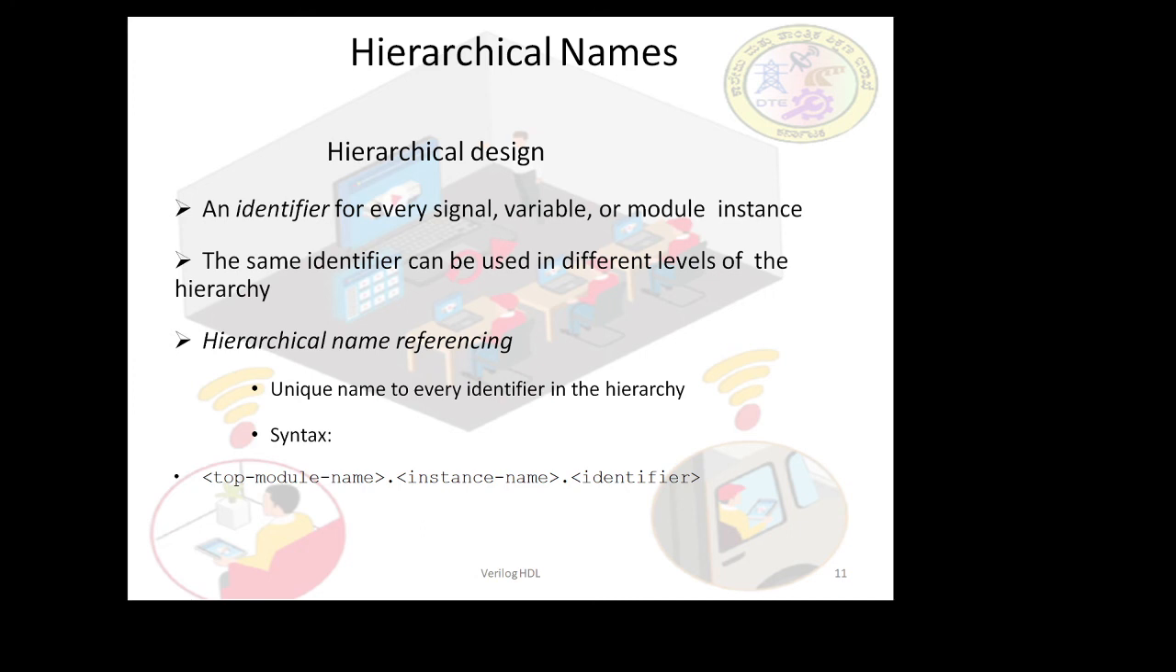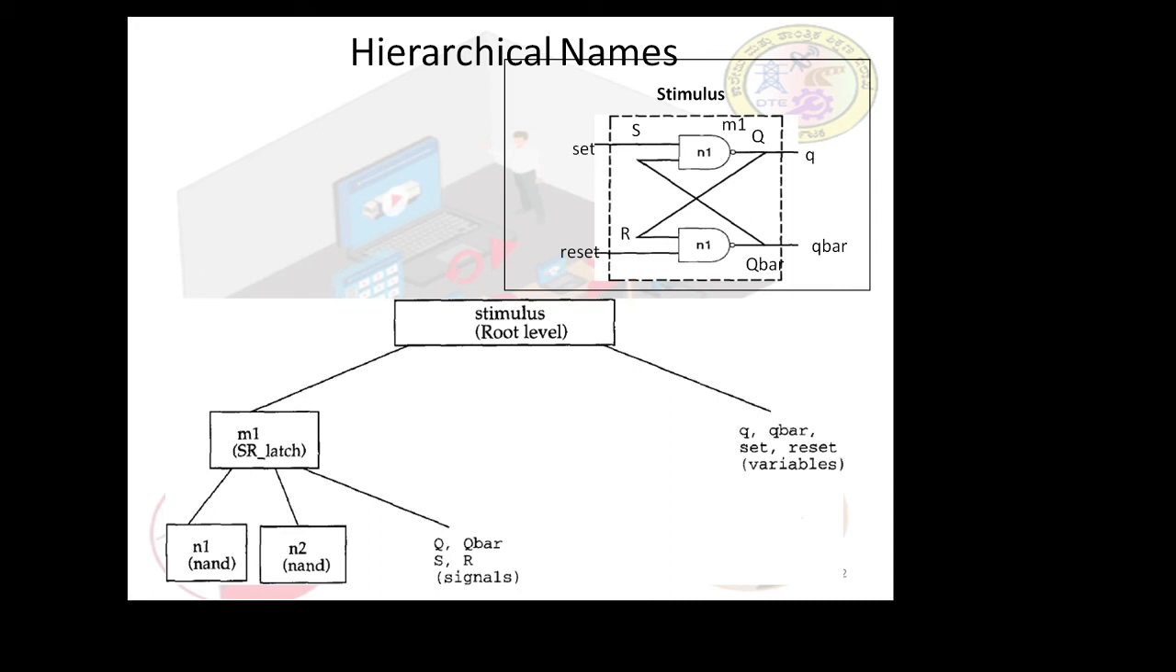The hierarchical names are separated by dots for each level of hierarchy. This is the syntax we have: a top level module, then the instance name which instantiates the module, and then the identifiers for those instantiated. The list of identifiers is separated by dots.